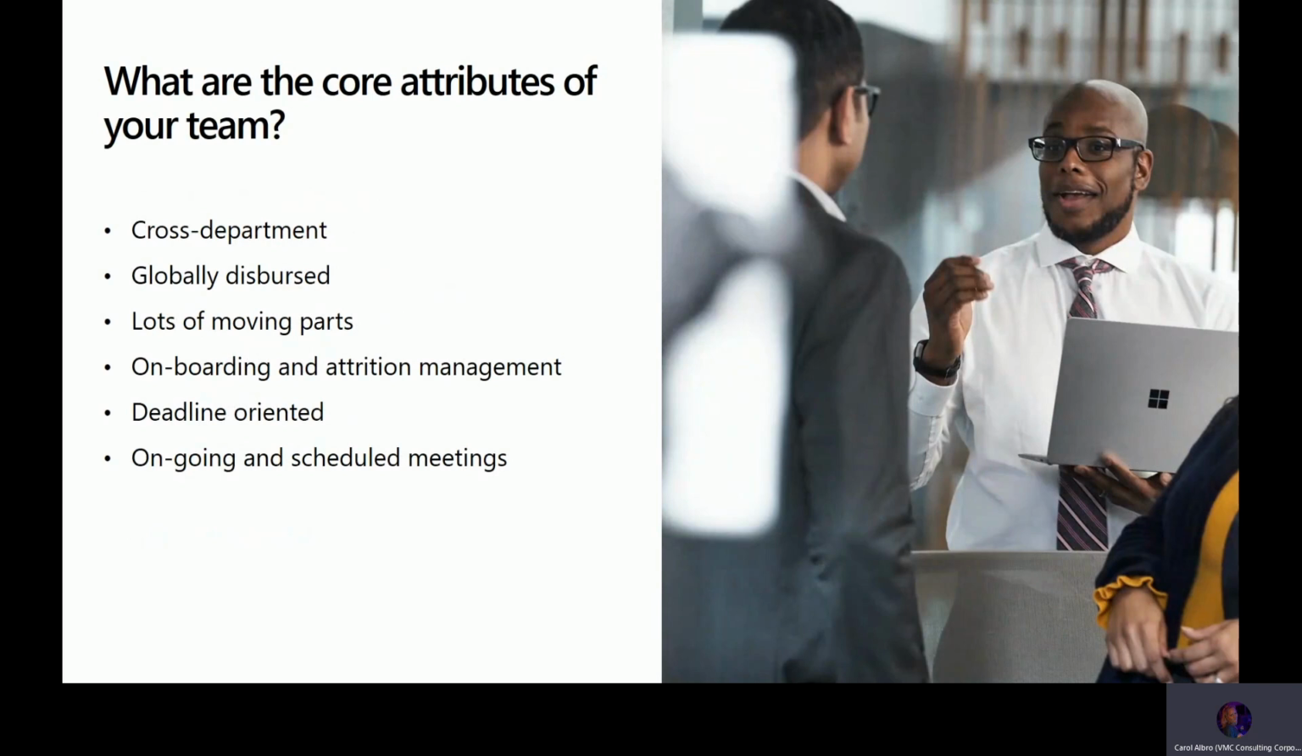Next, you will want to document, what are the core attributes of your team. Do you have many different departments involved? Is your team global? Or do they work against deadlines? Or maybe a rolling deadline? Maybe you have a lot of moving parts like budgeting and scheduling. Or maybe you have processes that depend on other processes.